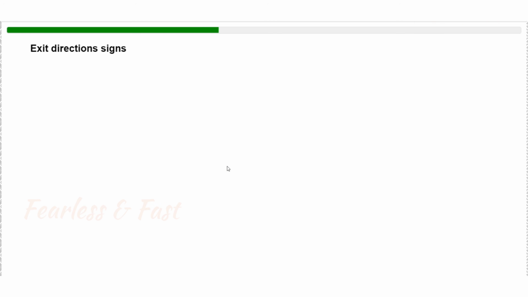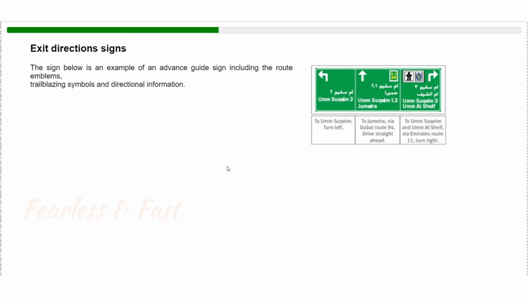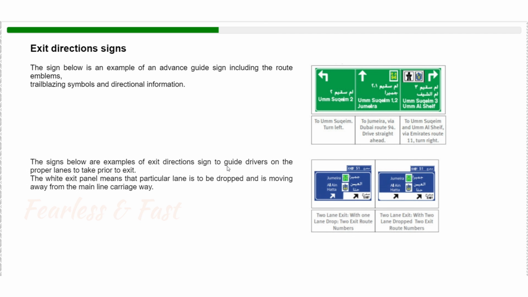Exit direction signs. The sign below is an example of an advanced guide sign including the route emblems, trailblazing symbols and directional information. The meaning of the sign is explained below. The signs below are examples of exit direction signs to guide drivers on the proper lanes to take prior to exit. The white exit panel means that particular lane is to be dropped and is moving away from the main line's carriageway.